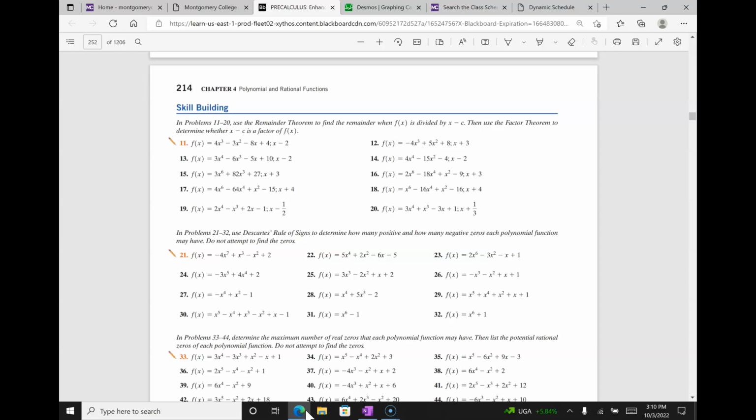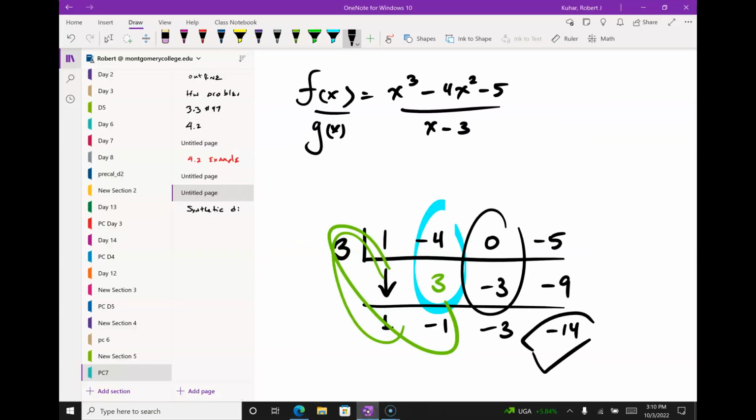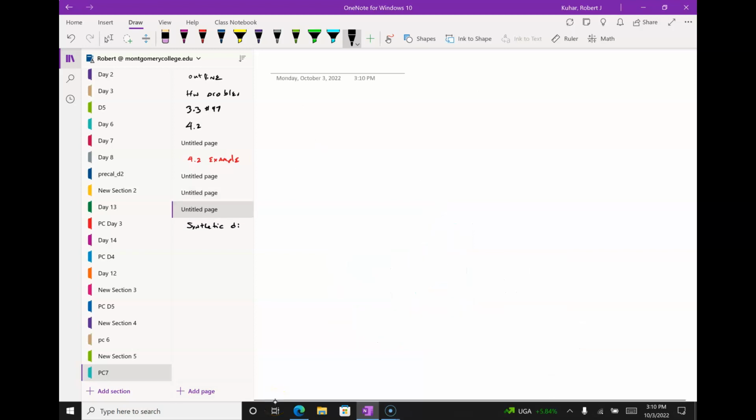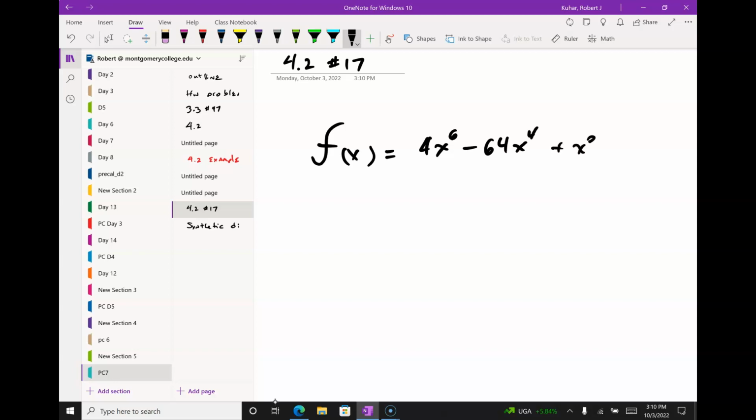And I'm going to write it right now. If you're not quick enough for me, I'm going to write it right now. This is 4.2, number 17. You're doing 19 for me for homework. So I've got my f of x is 4x to the 6th minus 64x to the 4th plus x squared minus 15, and my g of x, what I'm dividing into, is x plus 4.